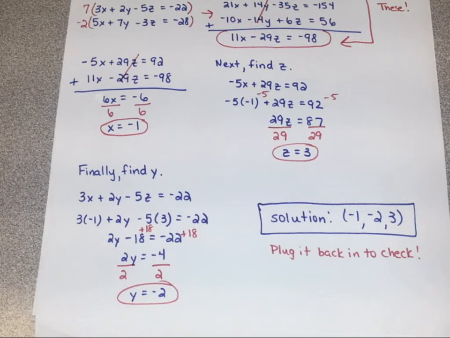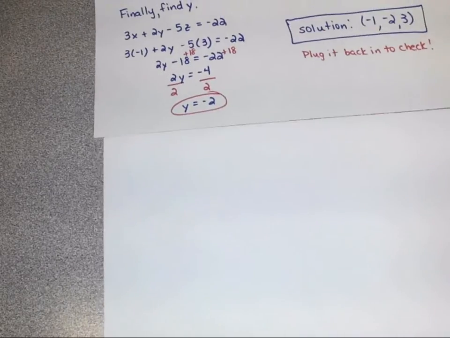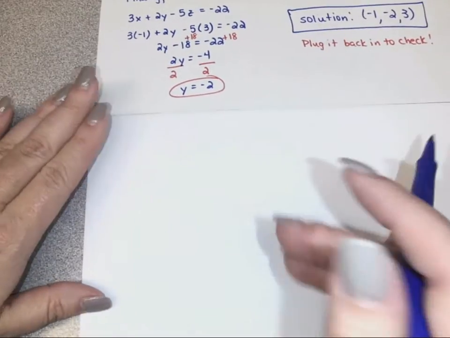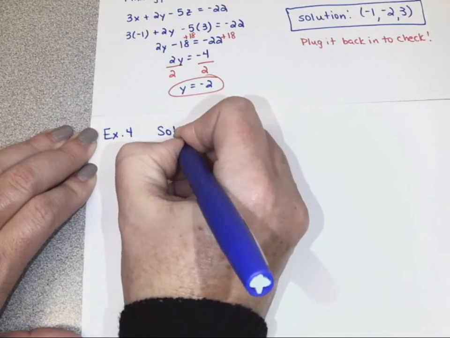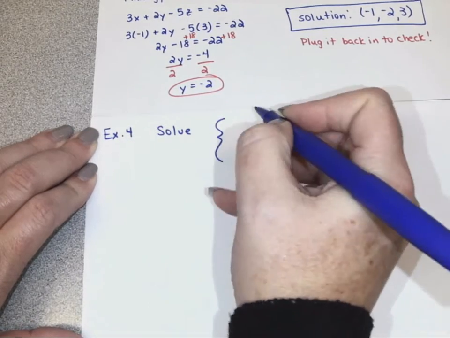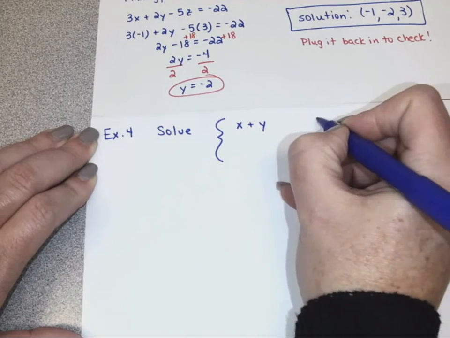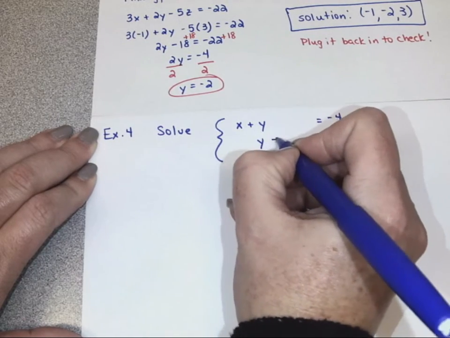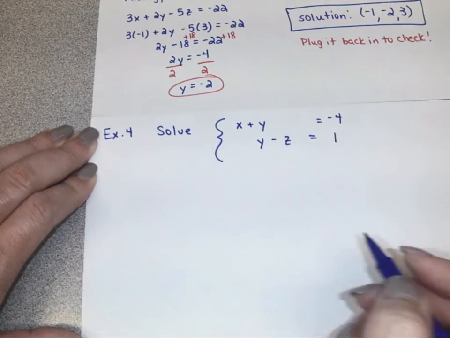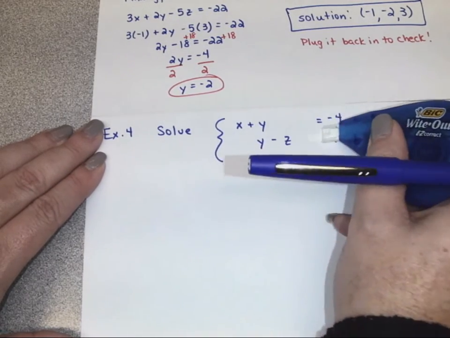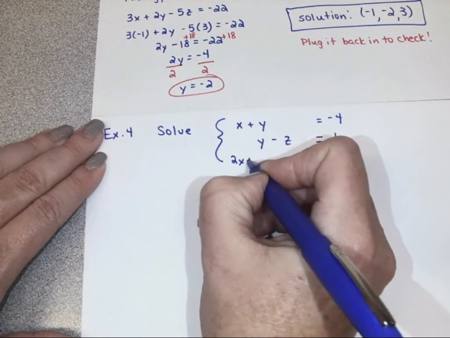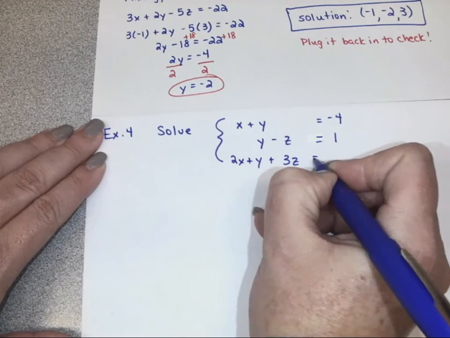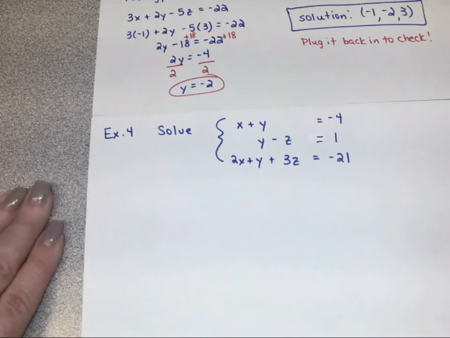Okay, so I want to do one more. So let's say I told you to solve the following. I want you to make sure that you can do one where maybe it looks like there's some terms missing. Notice that when you see this, it will probably be spaced out like this because we like to keep like terms together.